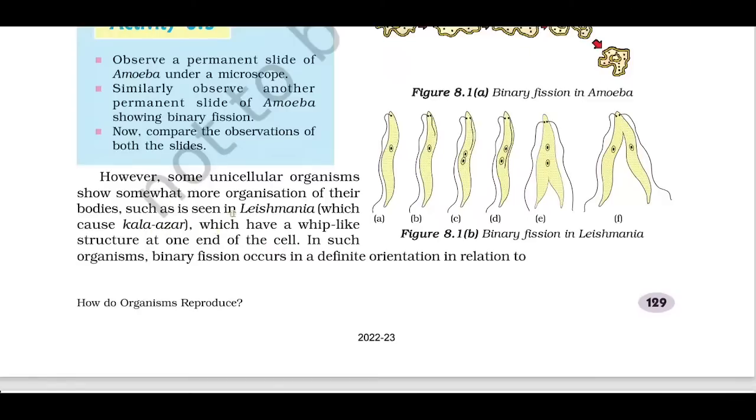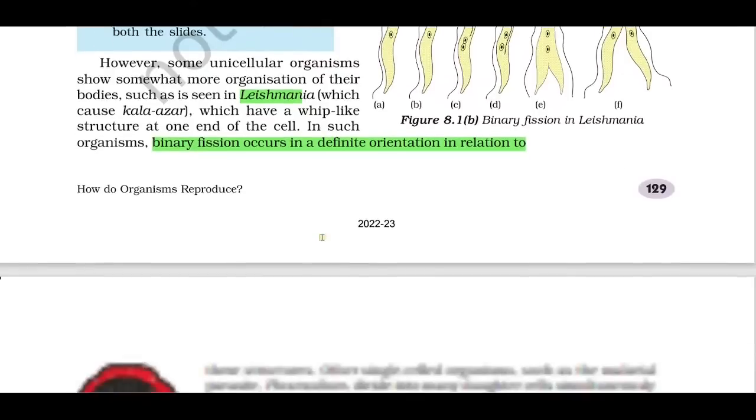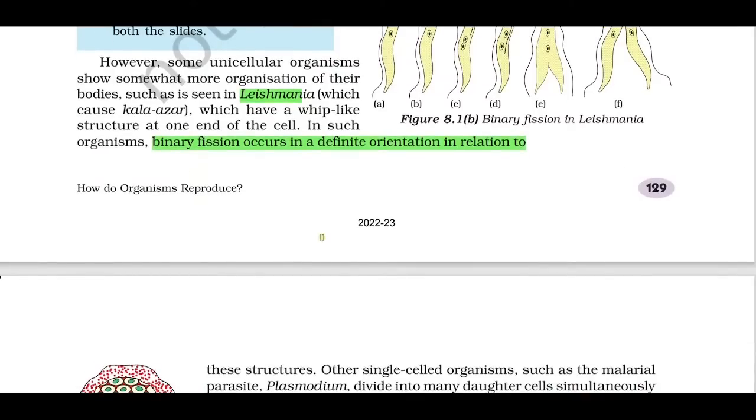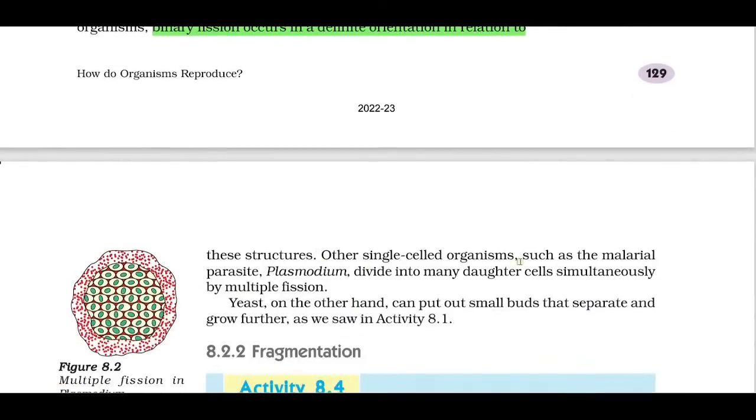You have a few examples here: Leishmania and Kala-azar. They have a whip-like structure at one end of the cell, which is an example of what? Binary fission, where a cell is exactly divided into two parts. Whereas other single-celled organisms such as the malarial parasite Plasmodium divide into many daughter cells simultaneously by multiple fission. In binary fission, a single cell splits into two. In multiple fission, a single cell will divide into many daughter cells, right?